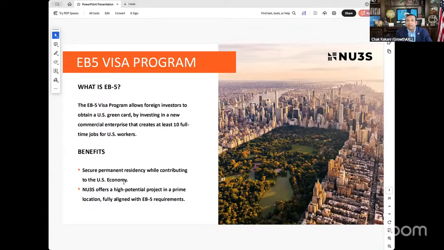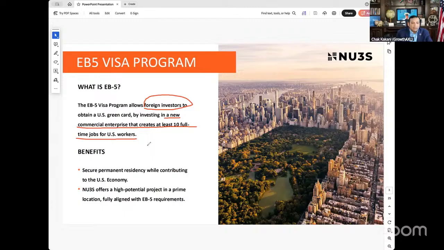So EB-5 is an investment program in a new commercial enterprise. The wording is precise, by the way. NCE, they call it. A new commercial enterprise that creates jobs. And for us, of course, when we talk about New 3S, we will talk a bit later, but it has to create 10 US jobs for every investor putting in, in our case, $800,000 of investment in the project. So that is what it is.